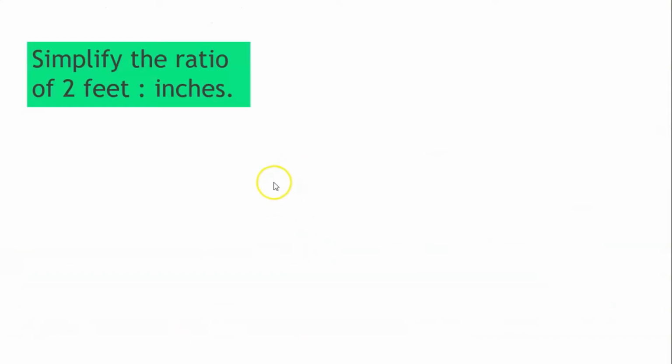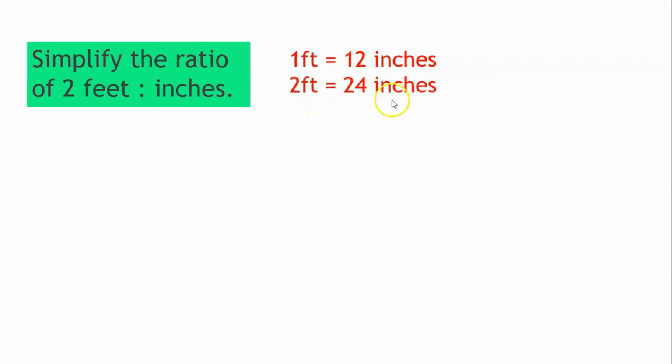Okay, so let's have this. Simplify the ratio of 2 feet into inches. So take note, 1 foot is 12 inches. So with that, 2 feet would be 24 inches. So writing it, 1 over 12 is just the same as 2 over 24.